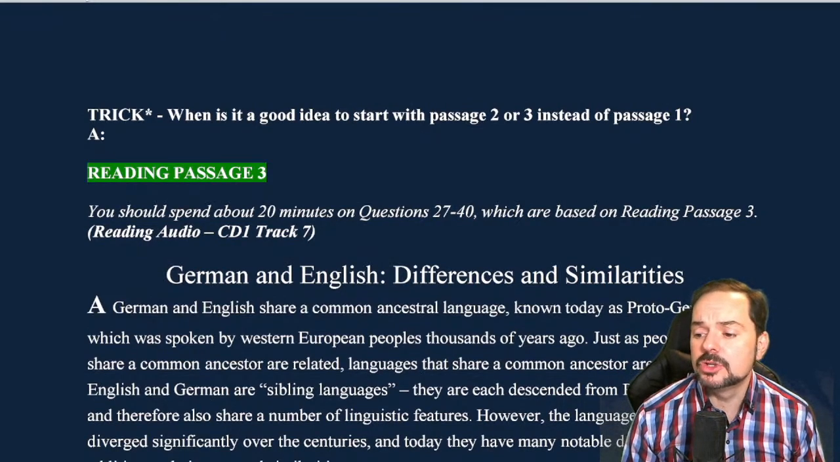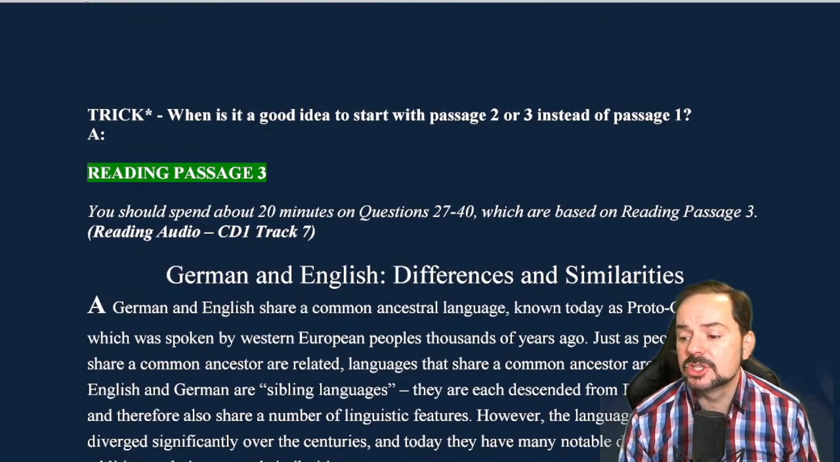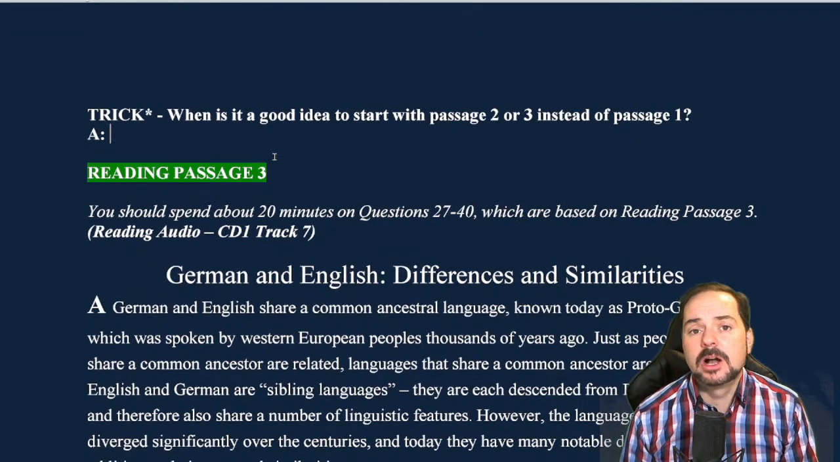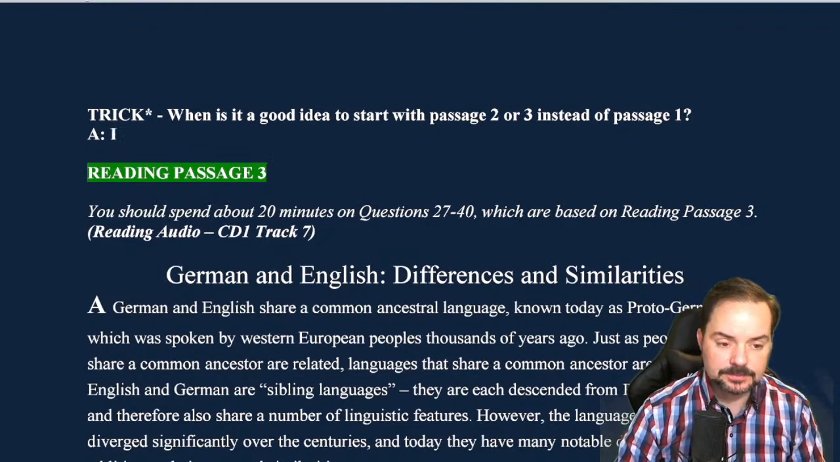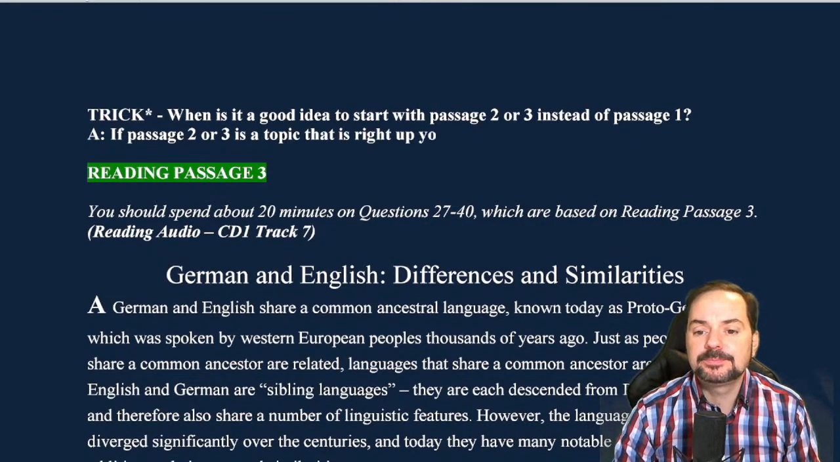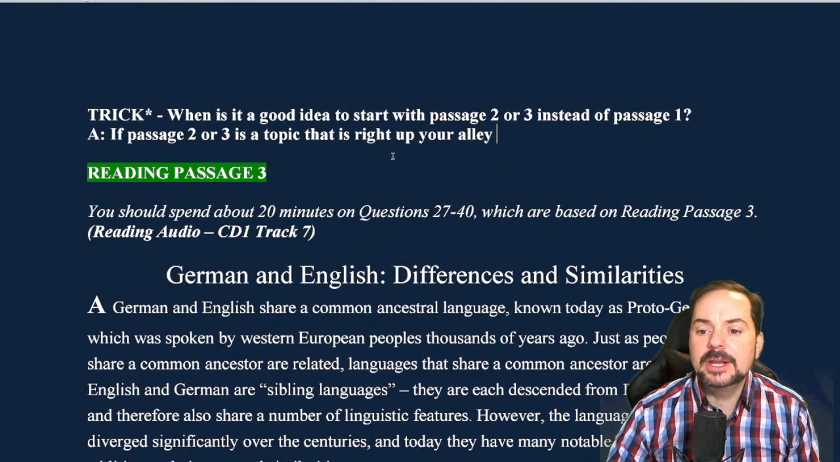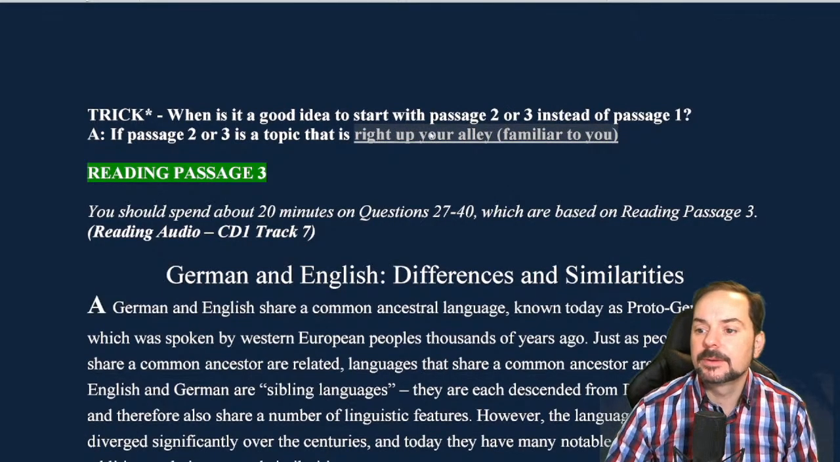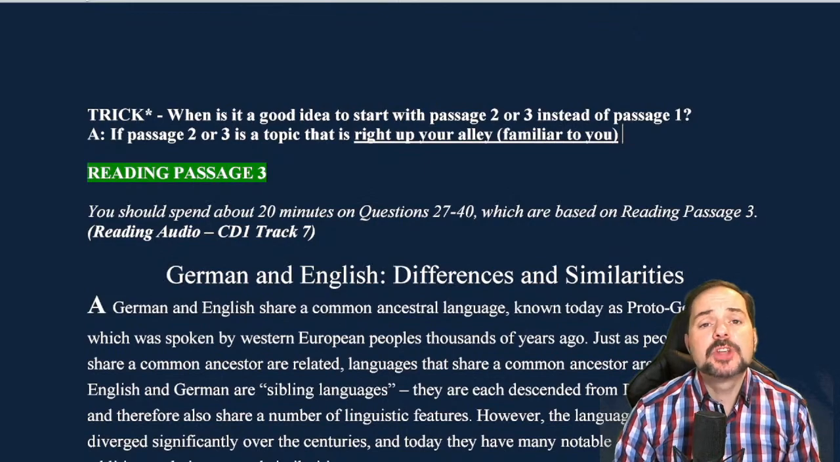Yeah, exactly, June. So June says probably when seeing a topic in passage 2 or 3 that we are familiar with. Yeah, exactly. So if passage 2 or passage 3 is a topic that's right up your alley, right up your alley is an idiom that means you are familiar with it. Okay, so right up your alley means familiar to you. All right. Then start with that one.